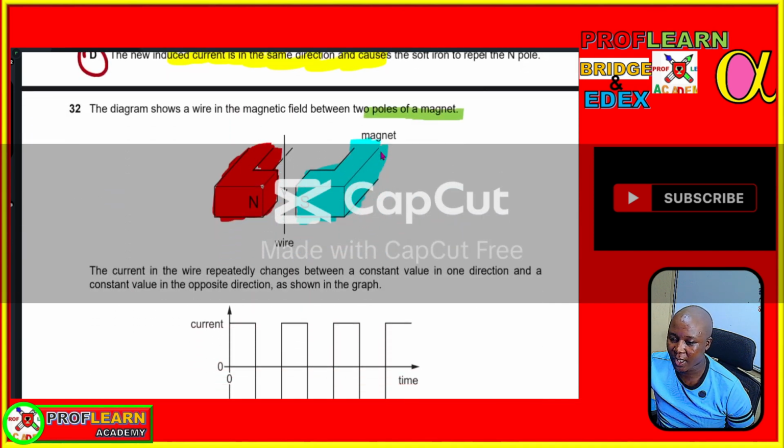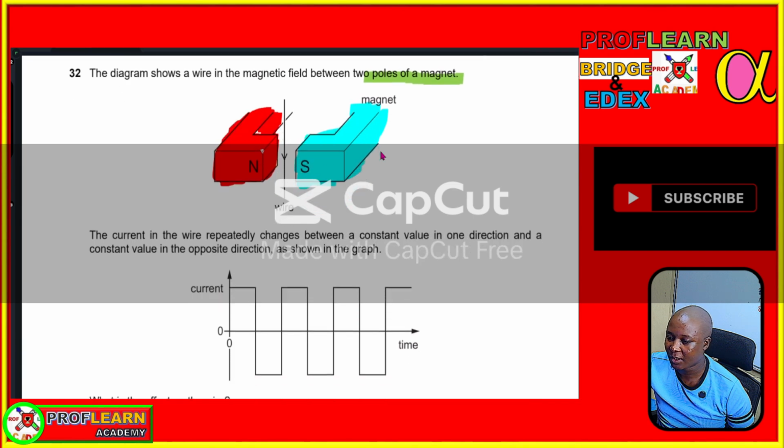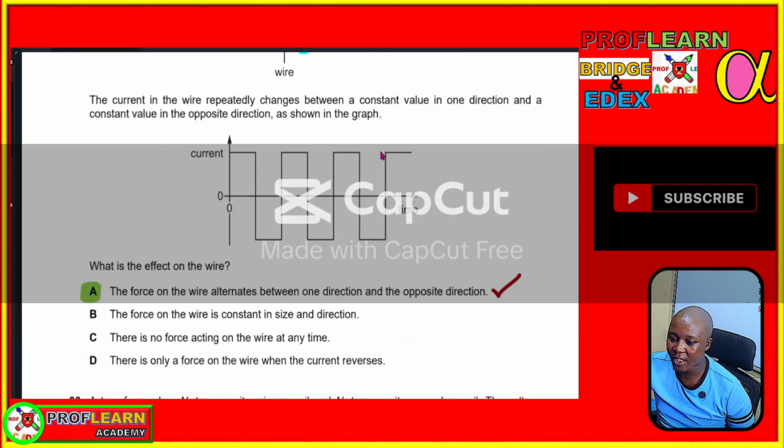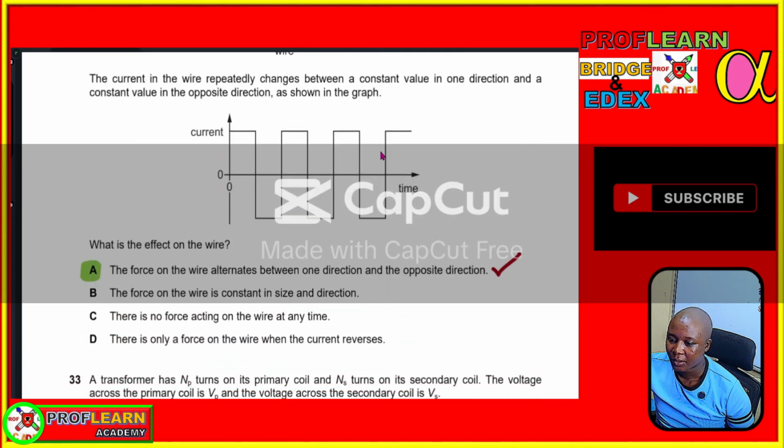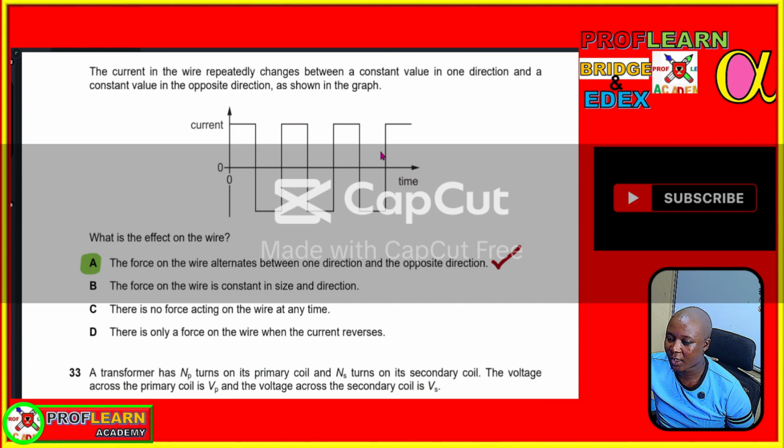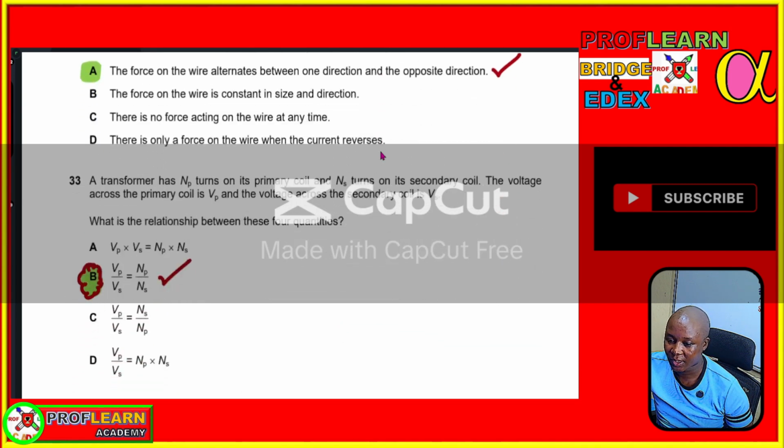Question number 32, the current is repeatedly changed, what is the effect on the wire? The force on the wire alternates between one direction and the opposite direction. That's why you can see we are having the highest in the positive and the lowest in the negative side.